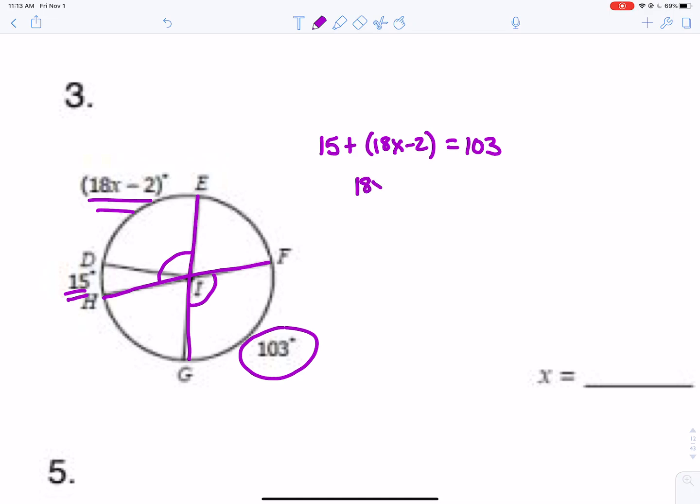So let's combine like terms. 15 minus 2 would be 13. Equals 103, and then if I subtract 13, I get 18x equals 90. And then 90 divided by 18 is just 5. All right, so we're done with that one already.